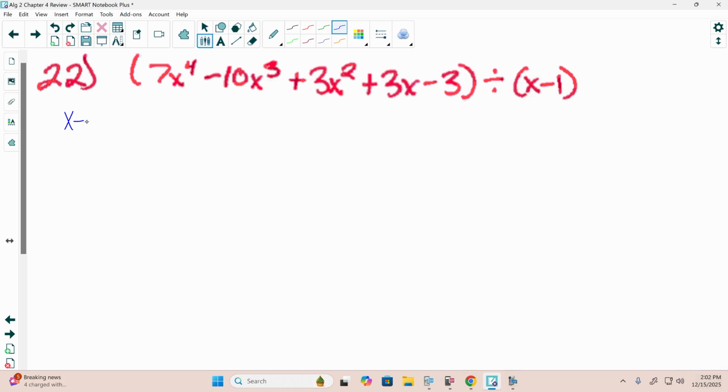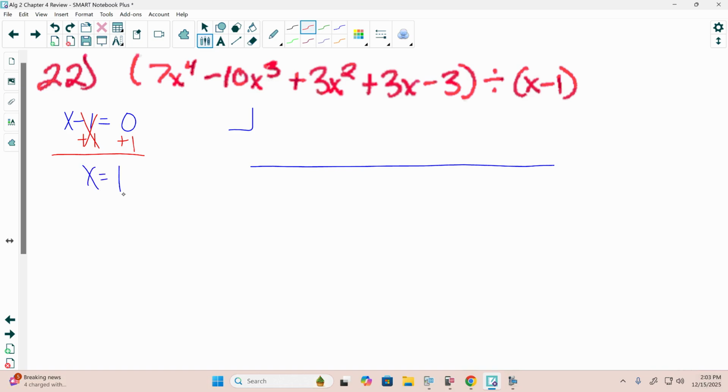So we will need to solve the x minus 1 to get the number that goes inside the cubby. So for this one here, we would add 1 to both sides, telling us x is equal to 1. Now the numbers going across the top, we'd have 7 for x to the 4th, negative 10 for x cubed, 3 for x squared, 3 for x, and negative 3. And then we'd bring down the 7.